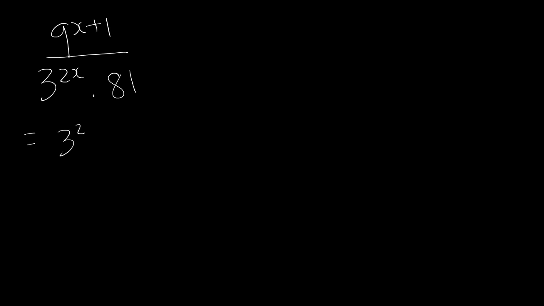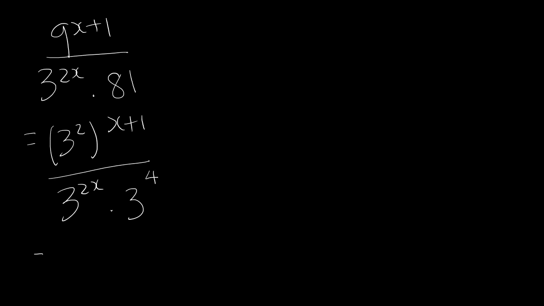So for this next one, we have 9^(x plus 1) divided by 3^(2x) times 81. So remember, we have to keep in mind that we must use the prime numbers. So we can't use 2 here, so we'll use 3 squared to the x plus 1, divided by 3 to the 2x, and this 81 will be 3 to the power 4. Right, you must try to learn this quickly because it will help you to convert these numbers into exponential forms quicker when you need it.